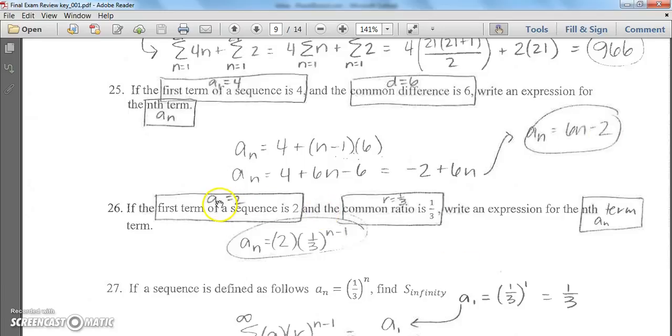26. The first term of a sequence is 2. Common ratio. Ratio means geometric. That means first term times your common ratio to the n minus first power. That is your geometric form, which you have on your formula sheet.